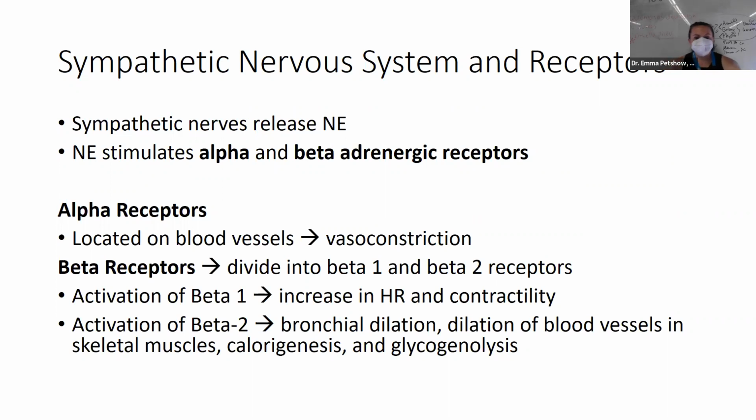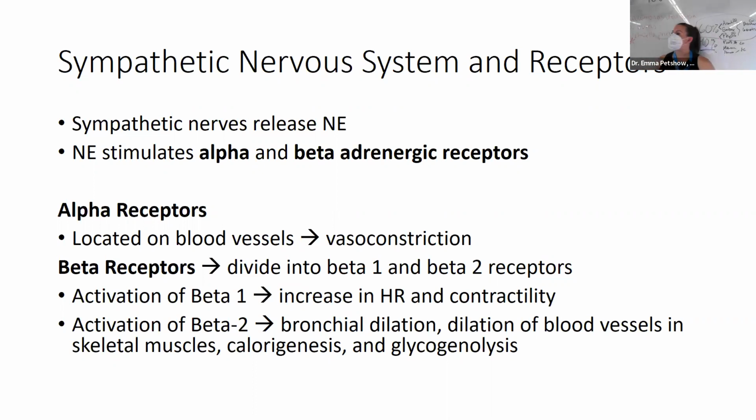Our sympathetic nervous system and receptors. So again, sympathetic nerves release norepinephrine. Norepinephrine is going to stimulate alpha or beta adrenergic receptors, right? They're adrenergic nerves, so it's going to stimulate alpha or beta adrenergic receptors. Alpha receptors are typically located on blood vessels, and they are going to stimulate vasoconstriction. Okay, this is not a perfect system. It's not all, but it's typical. Typically, alpha receptors on blood vessels, vasoconstriction.